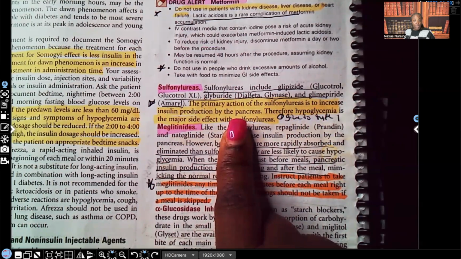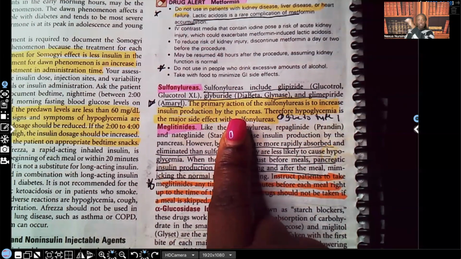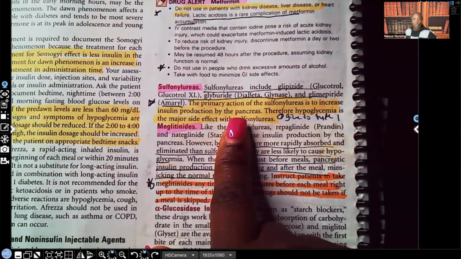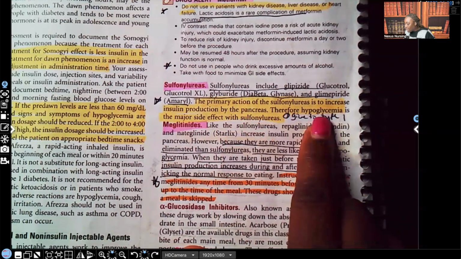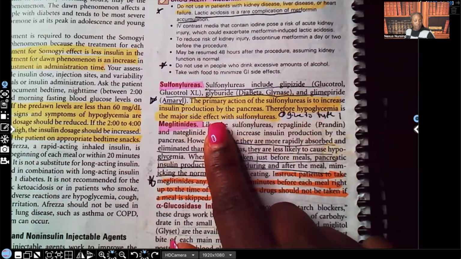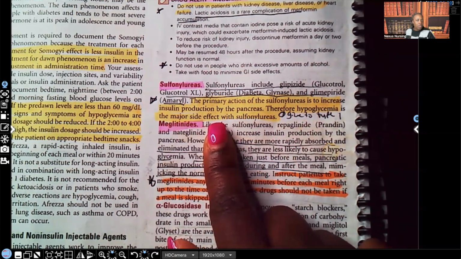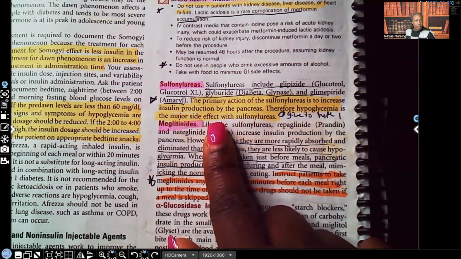So where metformin will make the body more sensitive to that insulin and use it more effectively, the sulfonylureas basically go up to the pancreas and knock on the pancreas, say, hey, pancreas, wake up, make more insulin. That's what the sulfonylureas do. So therefore, hypoglycemia is a major side effect of sulfonylureas, because they make the pancreas make more insulin. What does insulin do? Decrease the blood sugar. So a major risk is going to be hypoglycemia.